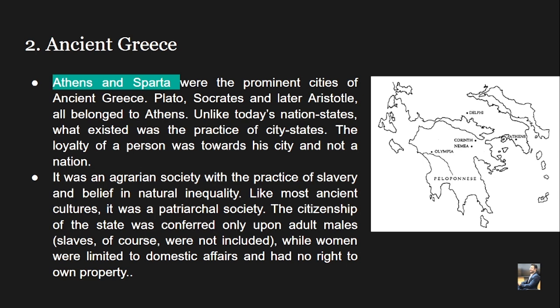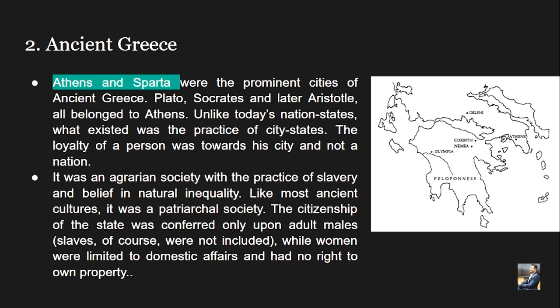Simple. It was an agrarian society with the practice of slavery and belief in natural inequality. Natural inequality in the sense that there is a difference in the classes, like warrior classes, business classes, ruling classes, slavery classes, etc. In contrast, today we believe in the concept of equality, equal treatment of all by the law.